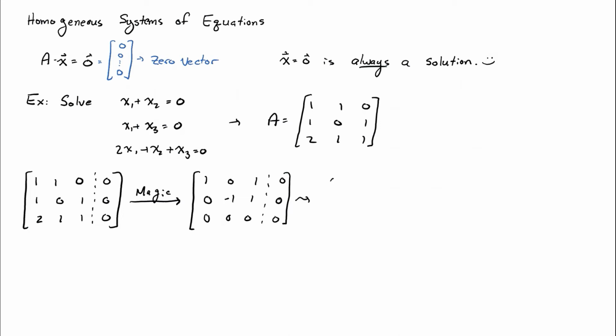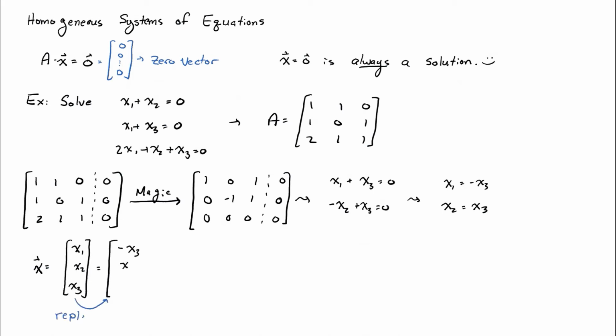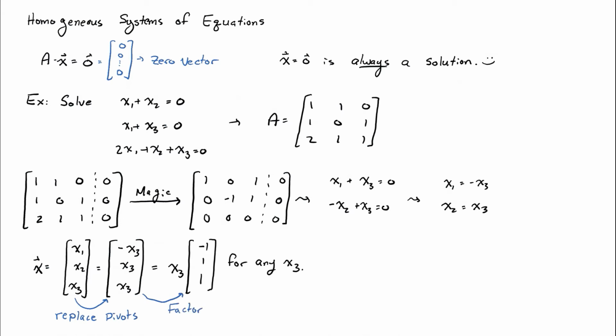The reduced system gives us x1 plus x3 equals 0 and minus x2 plus x3 equals 0, so that x1 equals minus x3 and x2 equals x3. To write the solutions, first write the vector x, which is x1, x2, x3. Substitute it in the pivot equation that we just solved, factor out the free variables, and write for any x3. This last part is necessary because x3 is a free variable, so we need to emphasize that x3 can be anything. This is called parametric form.